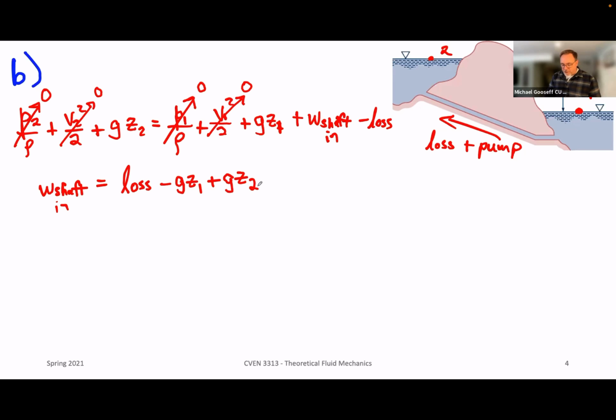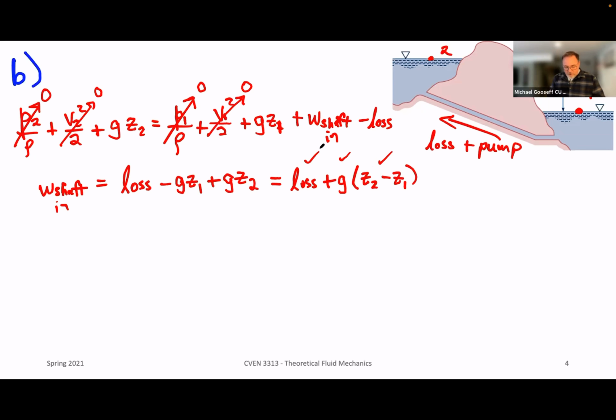Now I can clearly group these a little bit. The other thing to note is that, so I guess why don't I just go ahead and say this is loss term, plus G times Z2 minus Z1, right? And in this case, again, we will end up with 50 feet in that. So we know what this is, we know what G is, obviously, we've calculated our loss.